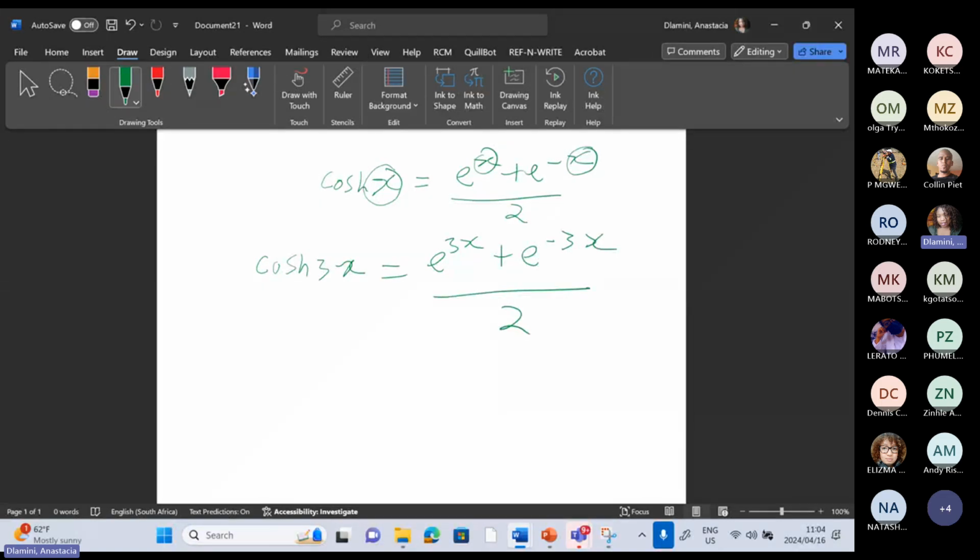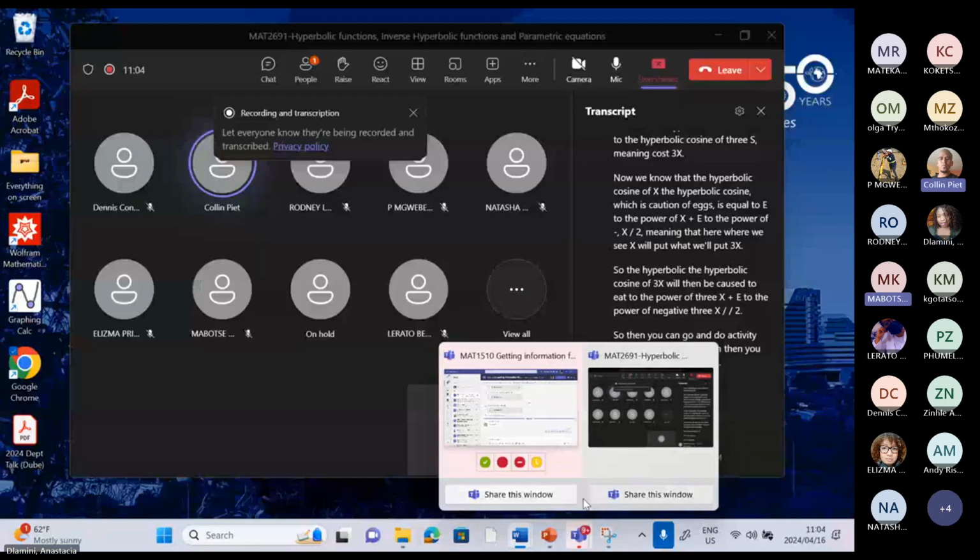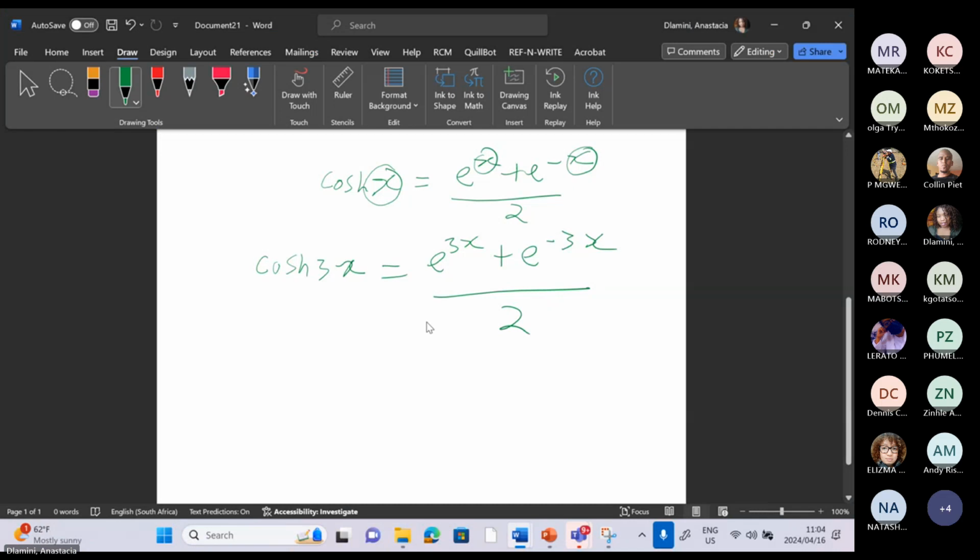So then you can go and do activity 1. If you have a problem, you can send me the problem, then we can work on it. Are we together? Yes, ma'am. Now, on page 53, they're just showing you that there are certain identities of the trigonometric functions.